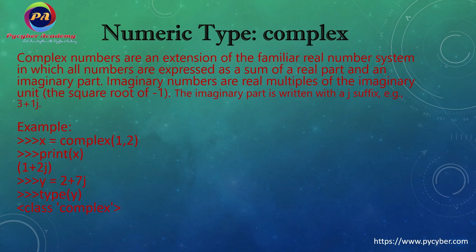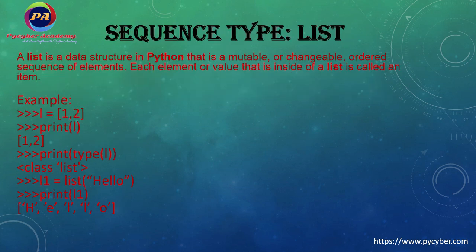Another way to assign a complex number to a variable is y equals 2 plus 7j. So in the first one, the complex function is called to create a complex data type, and in the second one, the value 2 plus 7j is assigned to variable y, and that also creates a complex data type variable. Moving on to the next one, that is the sequence types.